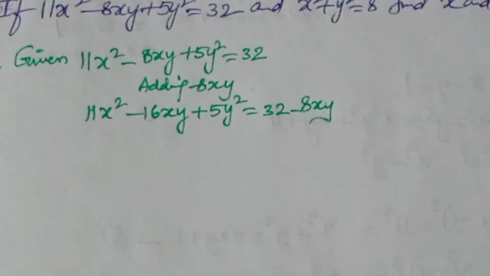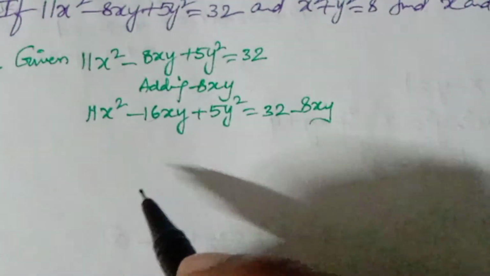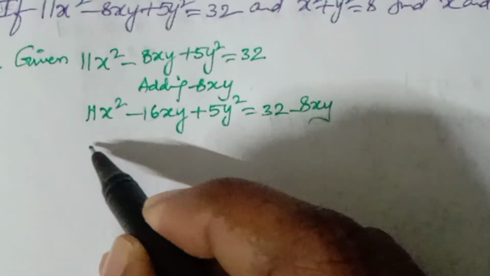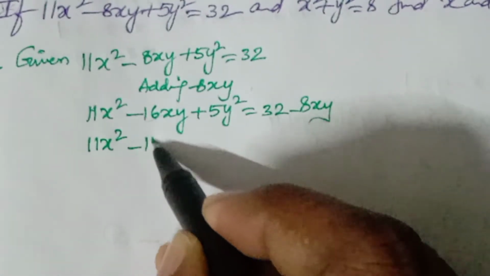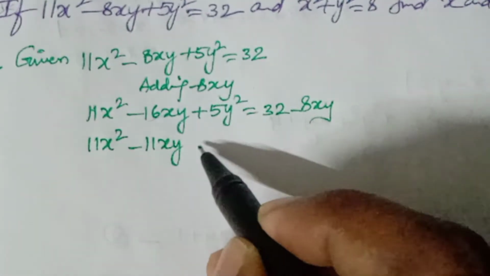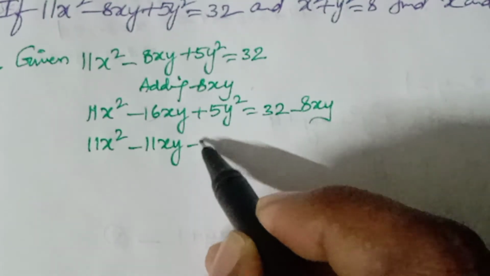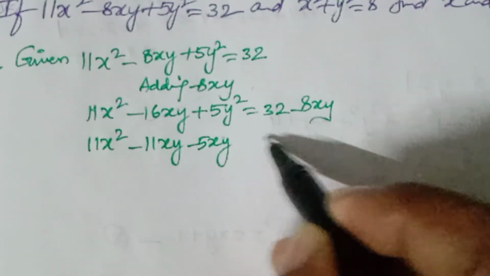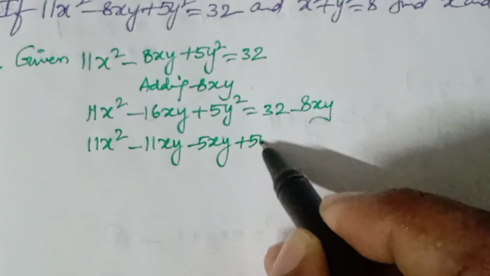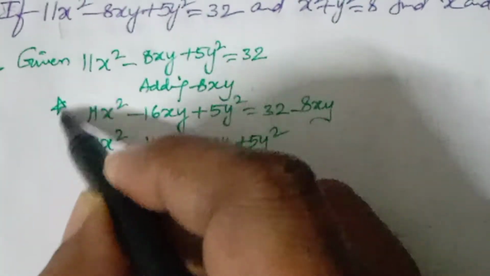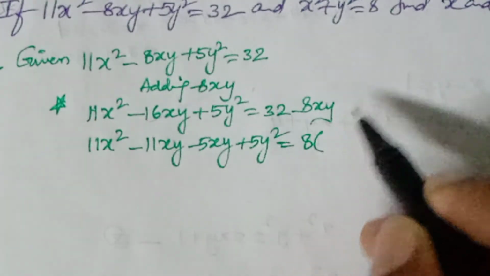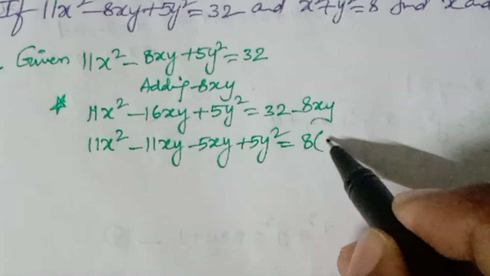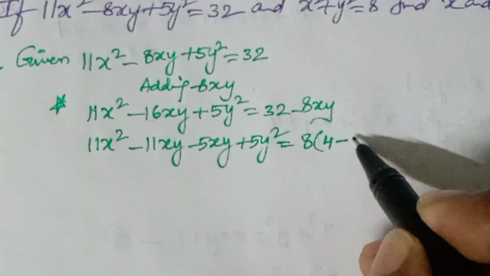So here what will we get? 11x square, you can write factors: minus 11xy, minus 5xy, plus 5y square. This is the logical step. It is equal to, here you can take 8 common, 8 into 4 minus xy.